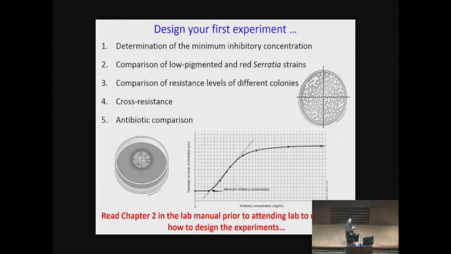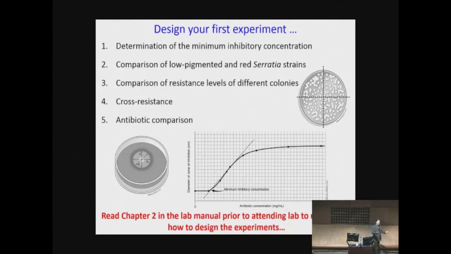So you will either look at minimum inhibitory concentration, which is really looking at concentration and bacterial susceptibility to antibiotics. You are going to compare low pigmented or red Serratia marcescens strains. You can compare the resistance levels of different colonies, picking different phenotypes, and then see whether those phenotypes actually mean different resistance. You can look at cross-resistance.